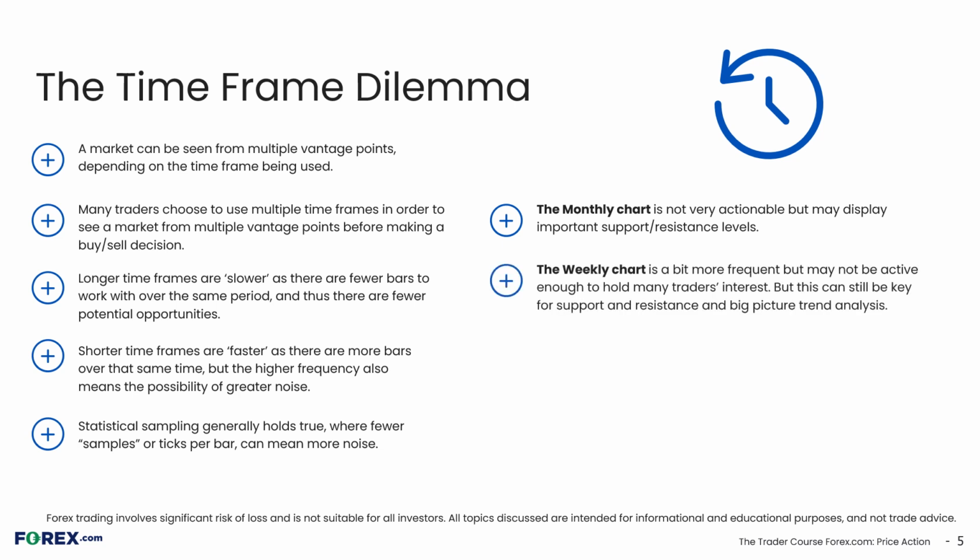The weekly chart is sort of the same, although it is a bit more frequent. There's 1 bar per week, and the support and resistance levels from that weekly candle can be key, as they could be in the mind of market participants for the next week.